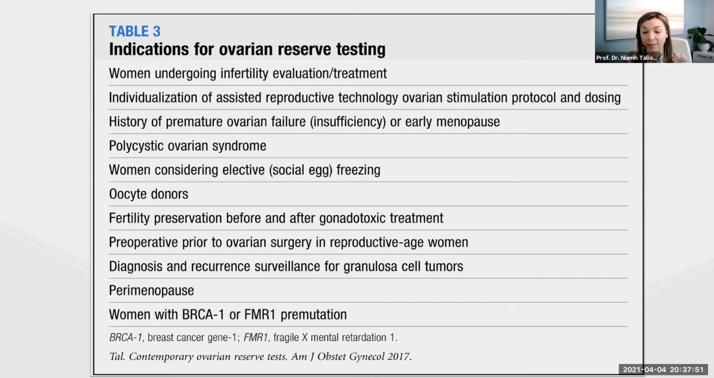We can use AMH in those who have granulosa cell tumors to look for a diagnosis and to evaluate or survey for recurrence. And those who have perimenopause and are going through significant changes, which may be quite subtle to start with, ovarian reserve testing can help pin down where they are in their reproductive lives. And again, women with BRCA1 or FMR1 mutations, very helpful too.